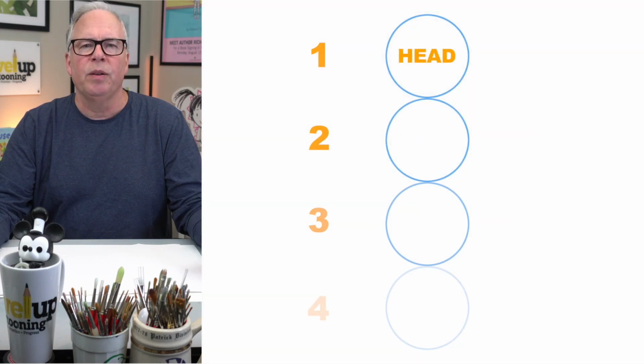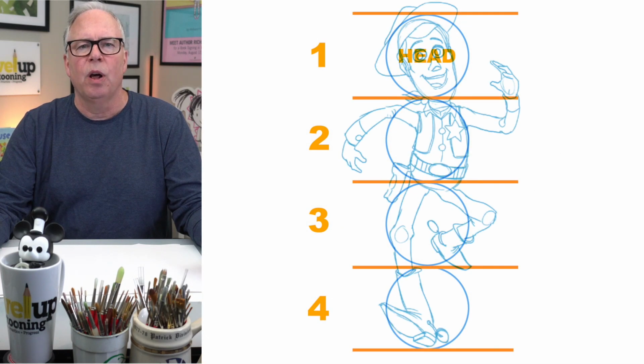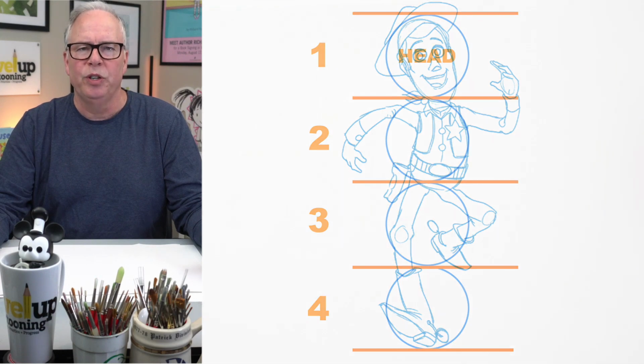In this straight-on running pose, Woody is basically 4 heads tall. In other words, however tall his head is, the entire character is 4 of those, not counting the brim of his hat. Okay, so let's start with a roadmap for Woody from Toy Story.